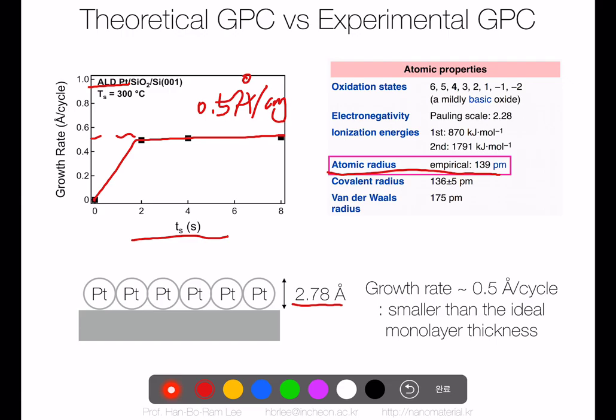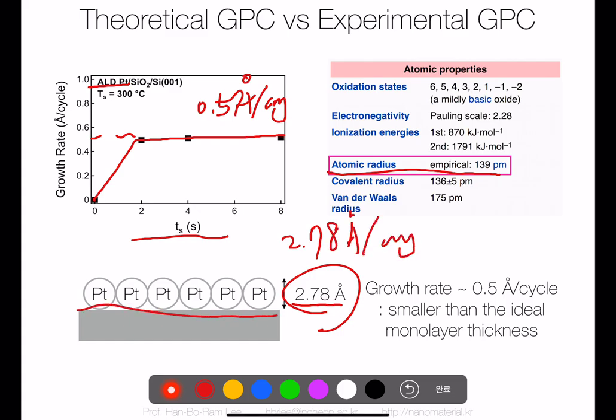So if you deposit one monolayer of platinum, probably most non-ALD researchers think the growth rate is the same as this, like they expect 2.78 angstrom per cycle, because this is the minimum height of the platinum monolayer. But the growth rate is smaller than this. In most cases, the growth rate is smaller than the ideal one monolayer thickness.